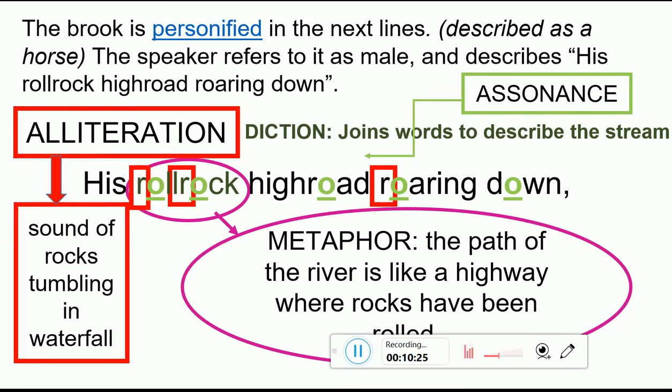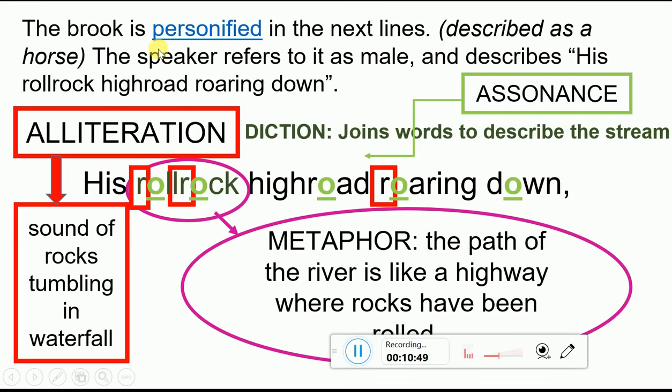Correct? It says that he's rolling rock high road roaring down. Now this is personification. He has given the stream a human quality, right? To say that the stream is more like a person, giving the stream a human quality, because he's going to say he's rolling rock high road roaring down.